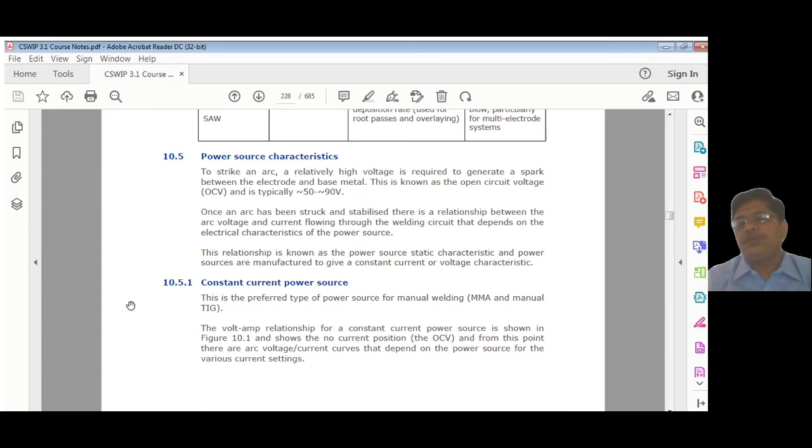We also discussed it in the earlier page. This relationship is known as power source static characteristic, and power sources are manufactured to give constant current or voltage characteristic. So you must know this OCV issue and also the constant current we need for doing welding. Please study more about the power source, watch more videos so that you will understand what kind of power source is made for the welding machines, especially FCW, SAW machines.